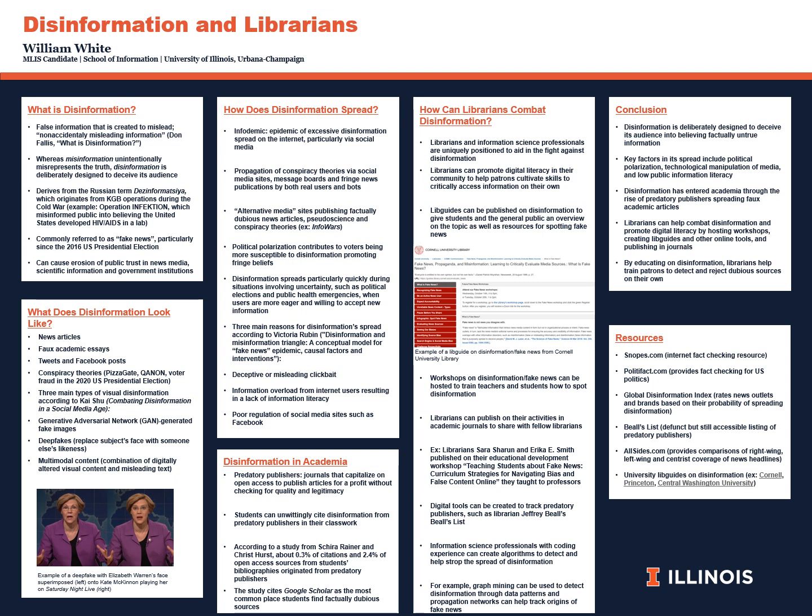Key factors in its spread include political polarization, technological manipulation of media, and low public information literacy. Disinformation has entered academia through the rise of predatory publishers, and librarians can help combat disinformation by promoting digital literacy through the hosting of workshops, the creation of LibGuides and other online tools, and publishing their findings in journals. By educating on disinformation, librarians can help to train their patrons to detect and reject dubious sources on their own.